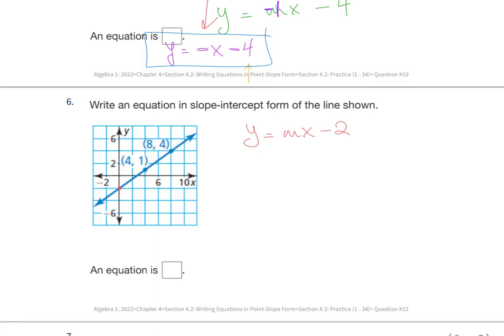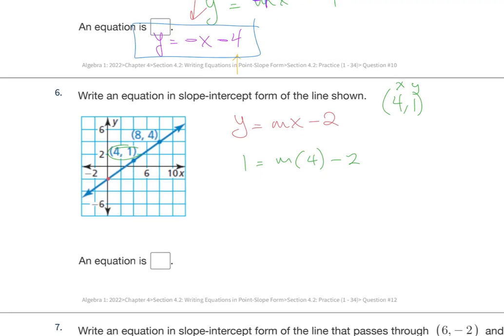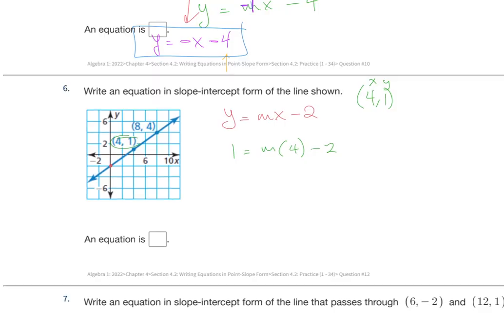I'm going to pretend like I can't count the slope here, as if I didn't have these points. I'm going to plug in 4, 1. 4, 1, that's x, that's y. So 1 equals m times 4 minus 2. You might think this is a little strange, in which case, just skip to the part where I do it the other way. But look, 1 equals 4m minus 2.